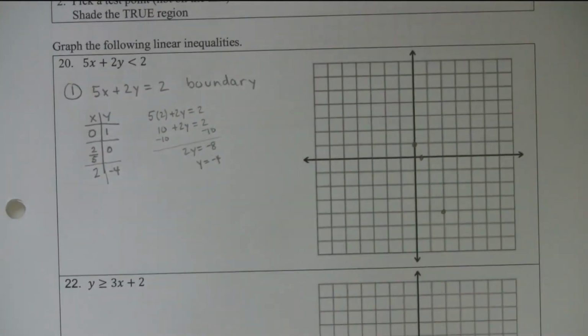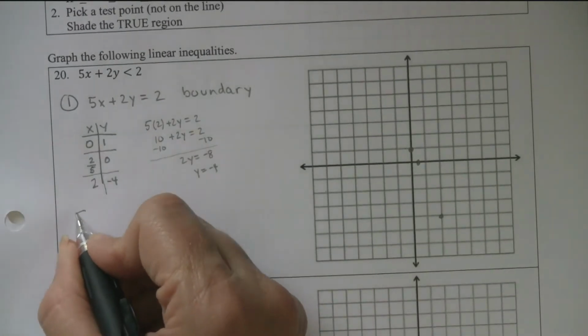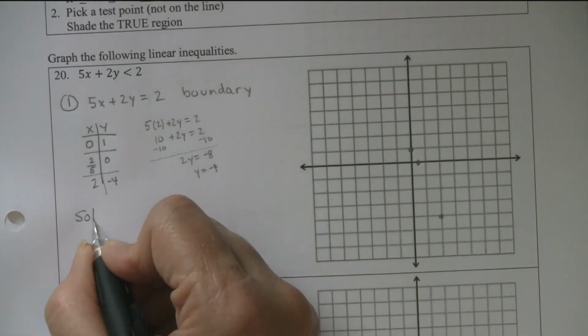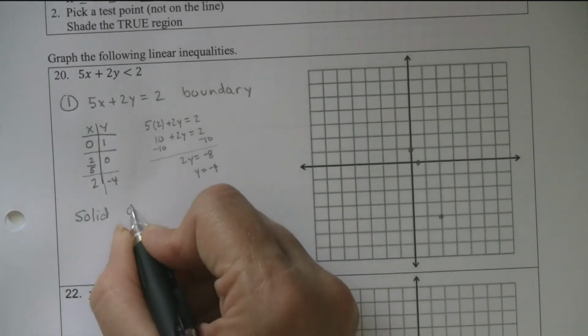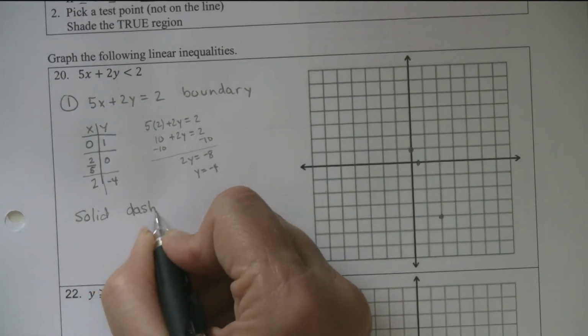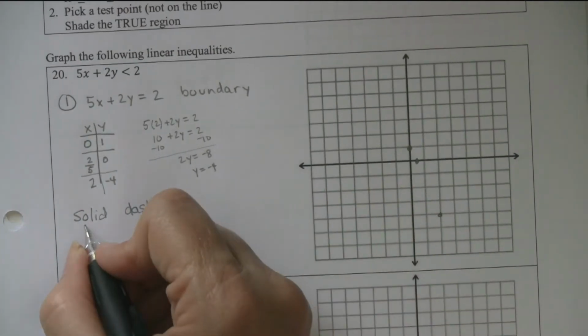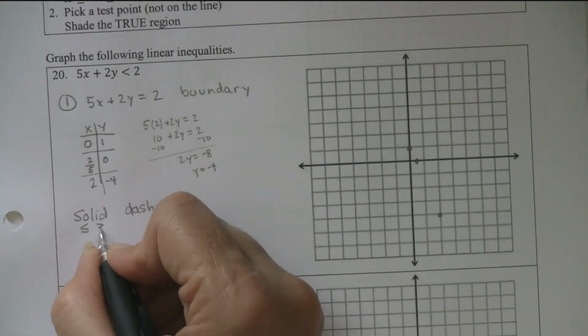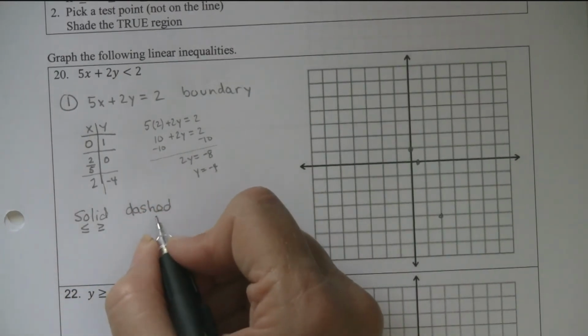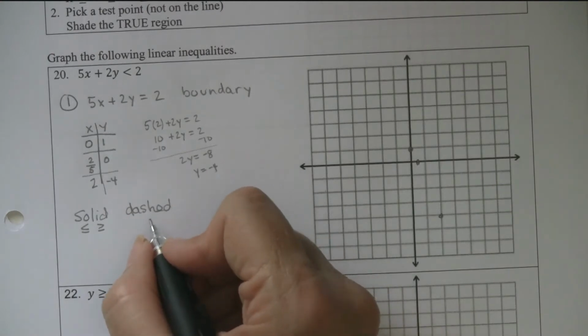Now the next thing to do is to notice whether you have a solid line or a dashed line for your boundary line. And how you do that: if it's greater than or equal to or less than or equal to, it's solid, meaning that solutions are on the line.